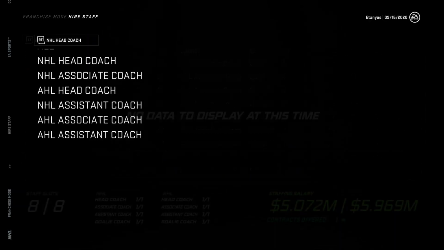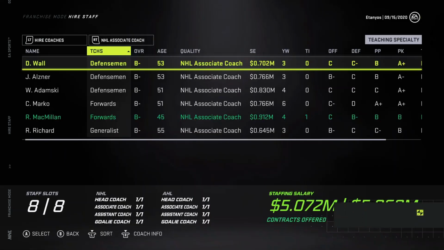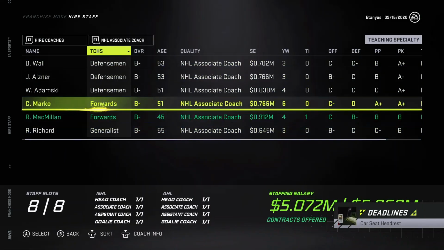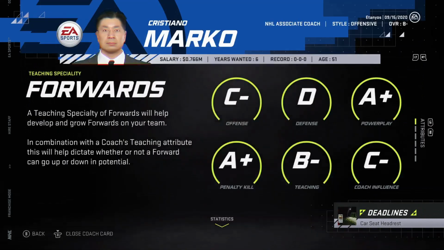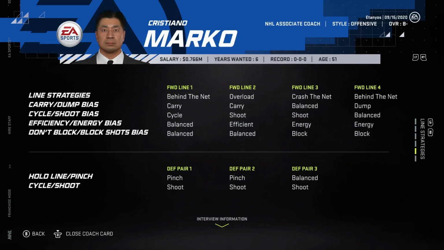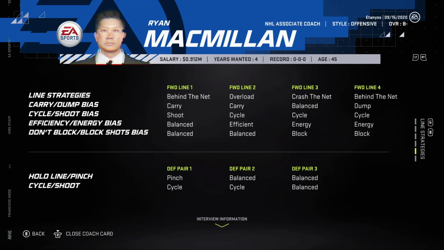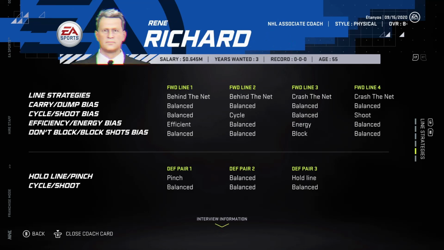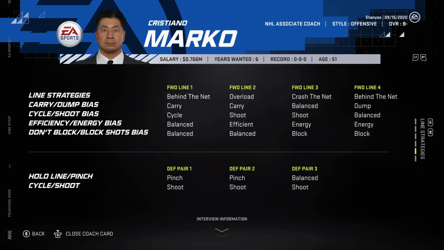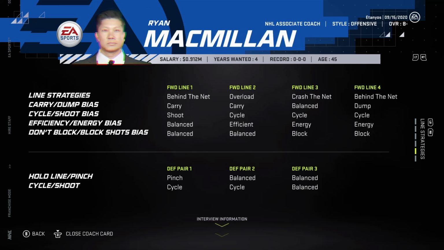Go for, let's say, NHL associate coaches. And the forward coaches, even though you can't really see it right now, you see how on the defensive pairings they have a pinch and shoot, or like this guy, it's not perfect, but he could be double pinch and cycle, and then a pinch and balanced or something like that, or like a balanced shoot, right? It could be pinch and balance, or it could be balanced cycle, right?